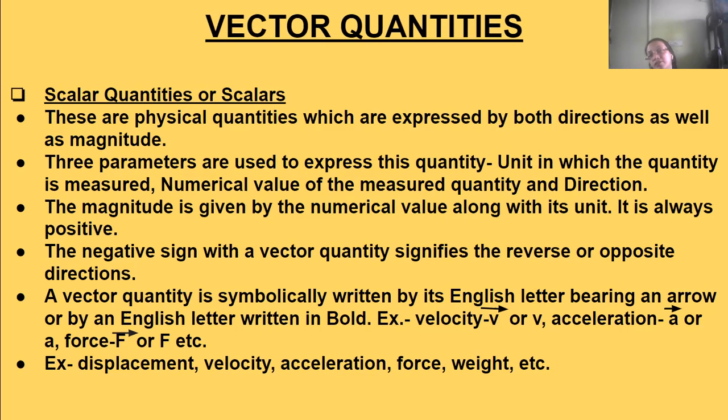And three parameters are considered to express this quantity. First is the unit, the numerical value, and the direction. Okay. The magnitude is given by the numerical value along its unit. It is always positive. The negative sign of the vector quantity signifies the reverse or opposite direction. Okay. Now, vector quantity is symbolically written by an English letter bearing an arrow or by an English letter written in bold. Velocity is represented by small v, above which there is an arrow pointing the direction, or you can write a capital V in bold.